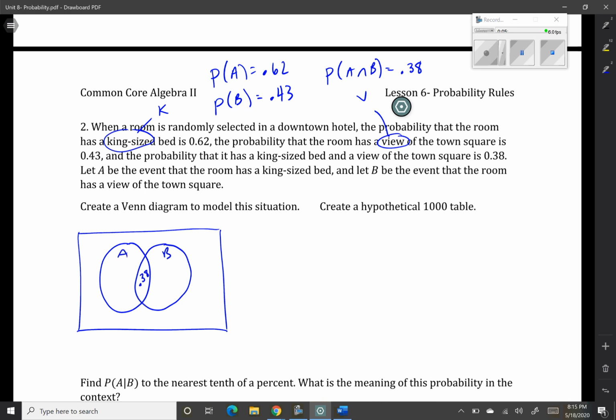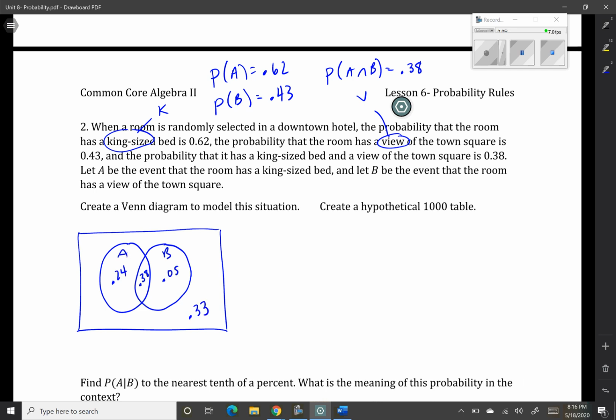Then if we do some quick calculating, if I do 0.62 minus 0.38, we'll figure out the probability of just having a king-size bed without that wonderful view. If we take 0.43 and subtract 0.38, I get 0.05, so that would be the probability of having that gorgeous view but not having a king-size bed. Then if I take 1 and subtract the 3 probabilities I now know, we can figure out the probability of having neither of these, which would be 0.33.